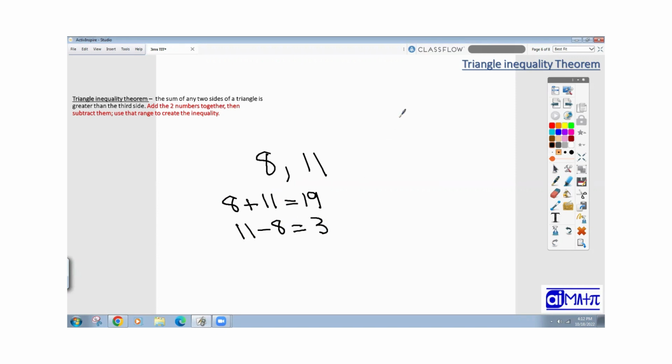So I know that the numbers that would work, we're going to refer to those as x. They have to be bigger than the number 3. So I'm going to say x is greater than 3. And then they must be smaller than the number 19. So I'm going to say x is less than 19. Now I have a range and I can set up my inequality. I would start with the number 3. I would say it's less than x, which must be less than 19.